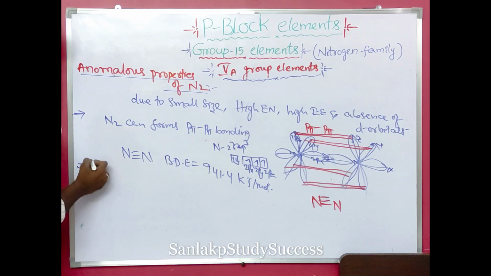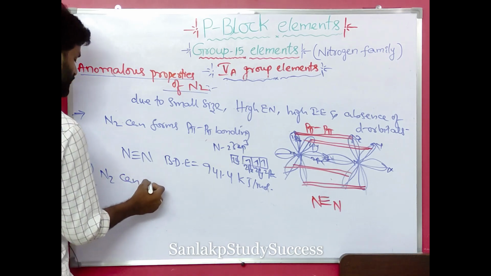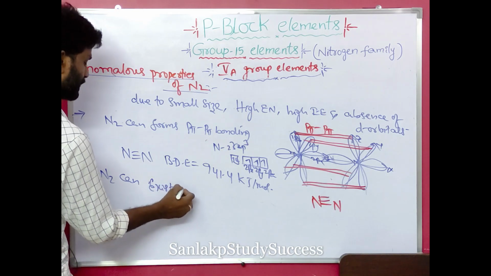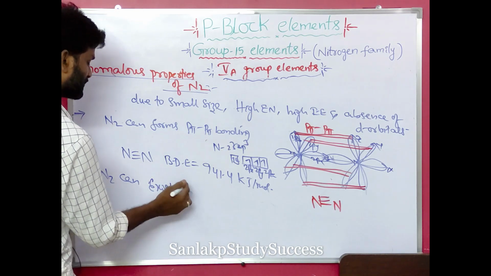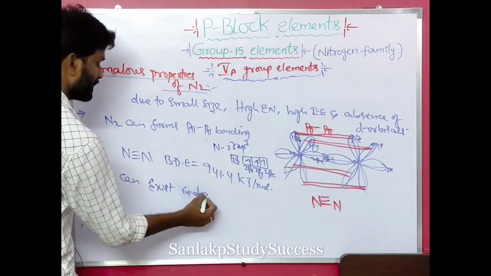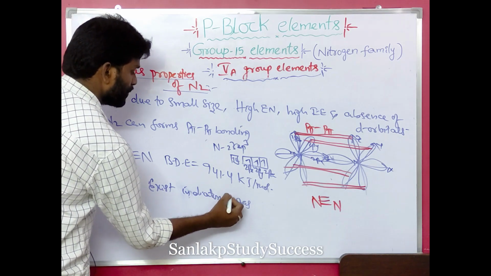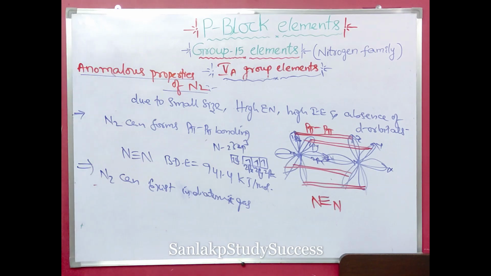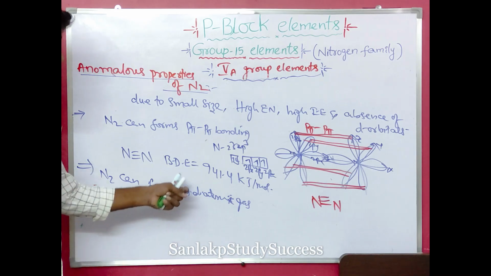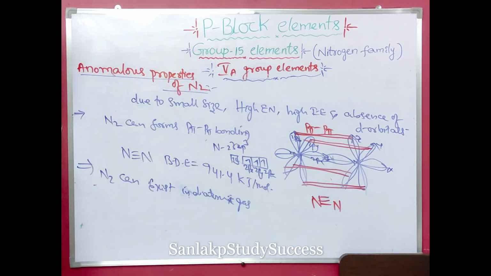So N2 exists as a diatomic gas. Diatomic means 2 atoms. It is a gas because weak van der Waals forces are present between nitrogen molecules. So why is nitrogen N2 a gas? Weak van der Waals forces are present between N2 molecules.